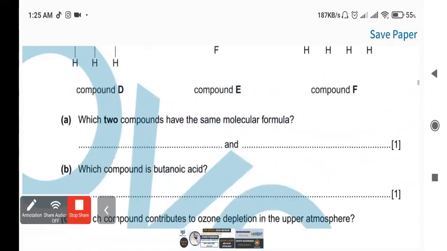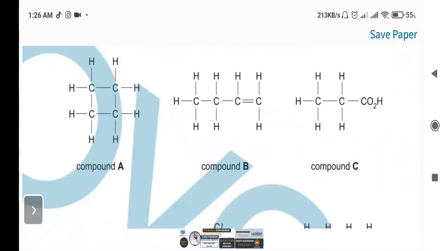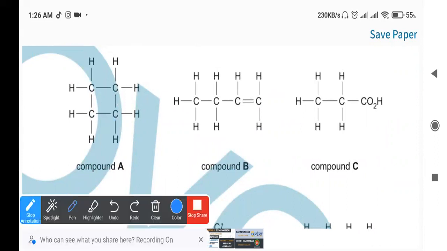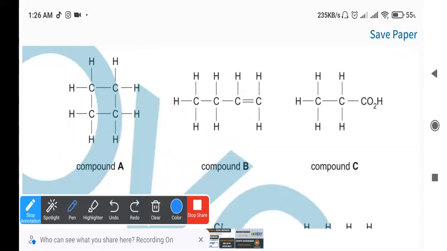Now, what is the question? Which two compounds have the same molecular formula? Let's count the number of atoms. This compound has the formula C4H8. This compound also has the formula C4H8. So they have the same molecular formula. Now, what is a molecular formula? A molecular formula tells you only which atoms are present and how many atoms. So here carbon and hydrogen are present, and we have 4 carbon atoms and 8 hydrogen atoms. Same goes for compound B.